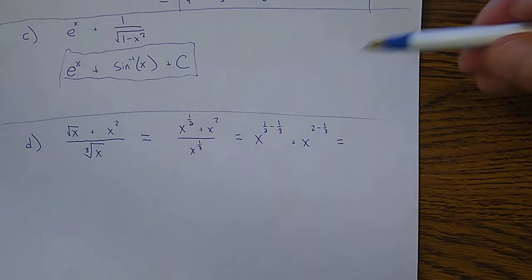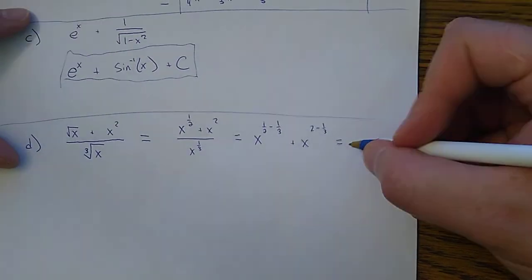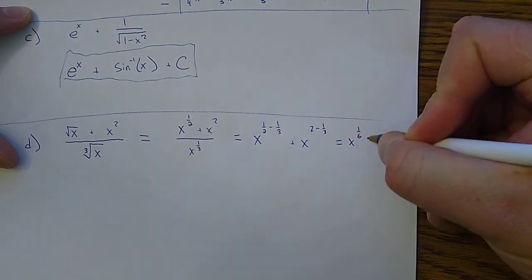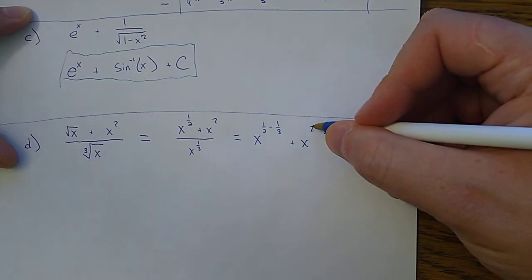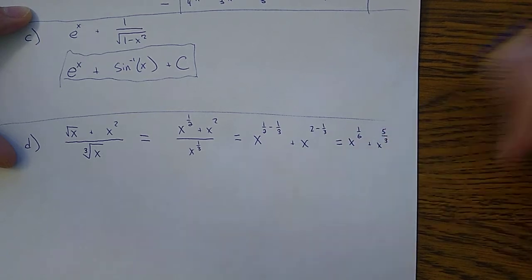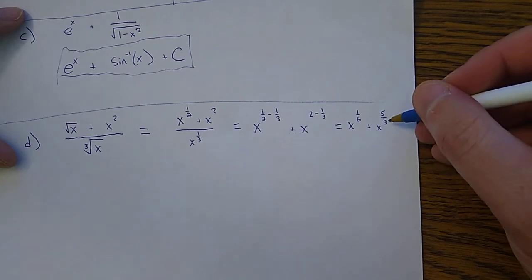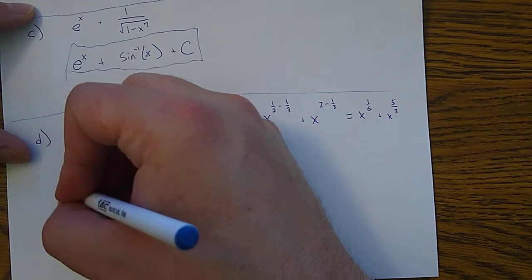Okay, so then what's 1/2 minus 1/3? That would be 3/6 minus 2/6, which is 1/6. And this would be 6/3 minus 1/3, which is 5/3. There we go. Now this is looking a lot better. I can do the antiderivative of this.